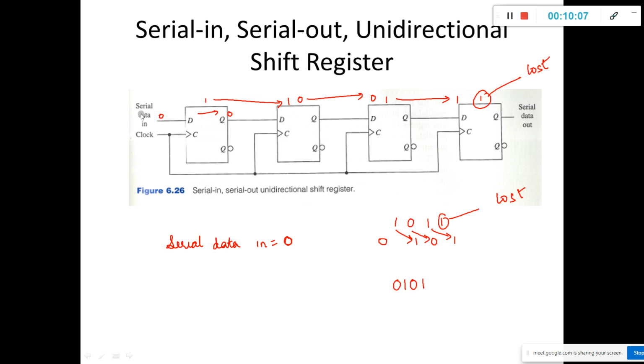In this way the data is serially shifted from one flip-flop to the next. How? Because the output of the first flip-flop is connected as an input to the second, the output of the second flip-flop is connected to the third, and the output of the third flip-flop is connected as an input to the fourth. So we are taking serial data in and serial data out. I think now it is clear.